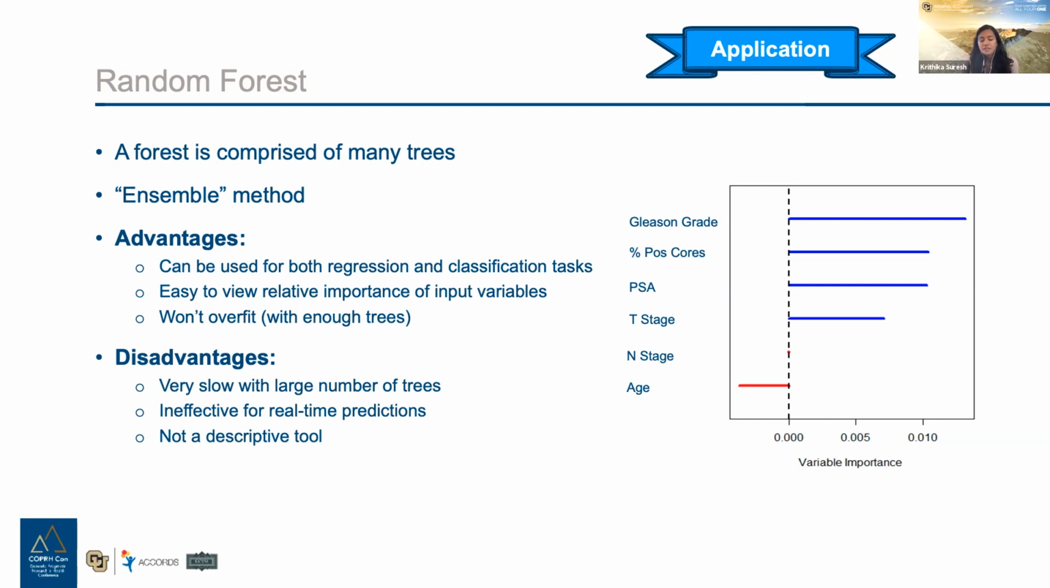And so the benefit of the random forest over the tree-based approach is that with enough trees, you won't overfit as you would with a tree-based method. But the disadvantage is that it can be slow with a large number of trees, and so could potentially be ineffective if you're doing real-time predictions. So people input their information and they want the prediction pretty fast. And also it's not a very descriptive tool. So we do have the variable importance, but it's not telling you in which direction the coefficients are associated with the outcome.